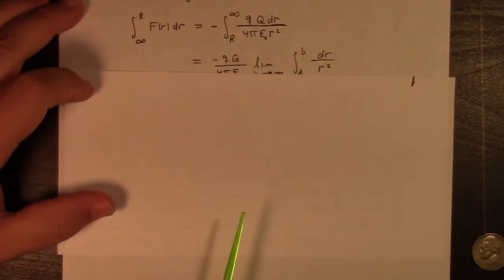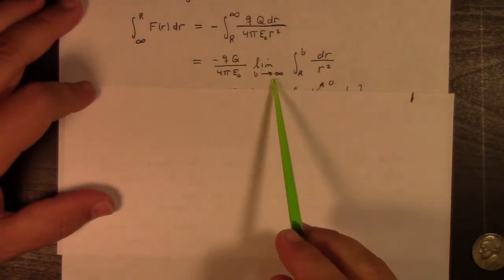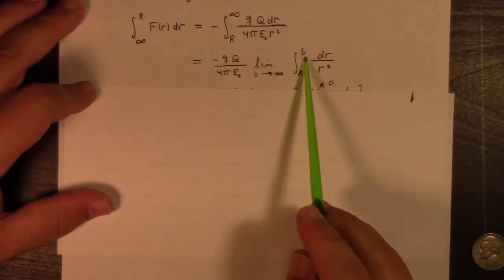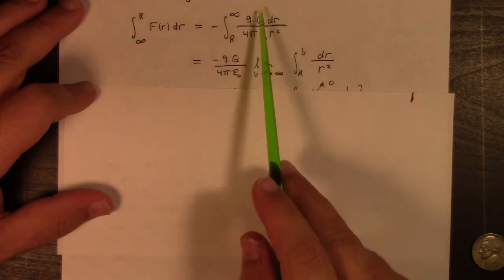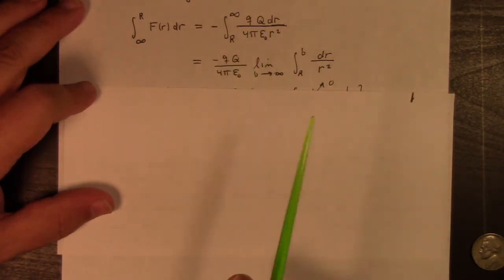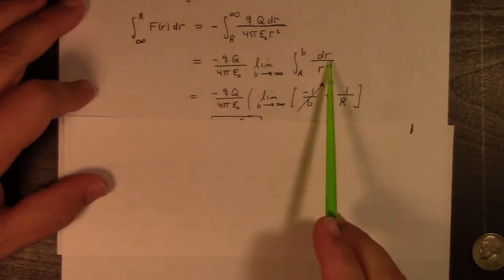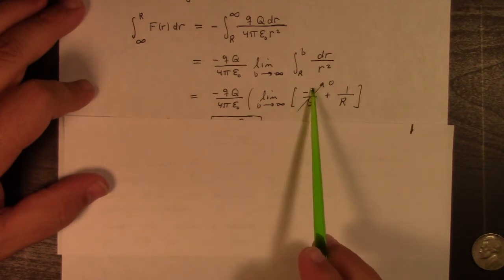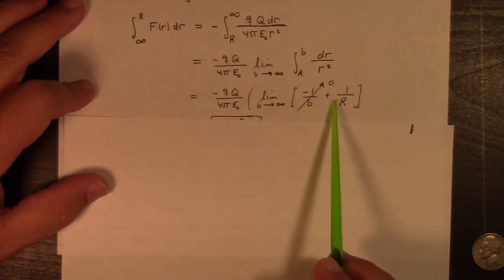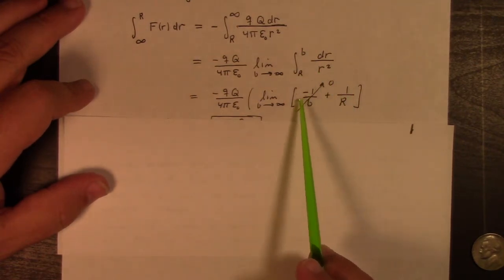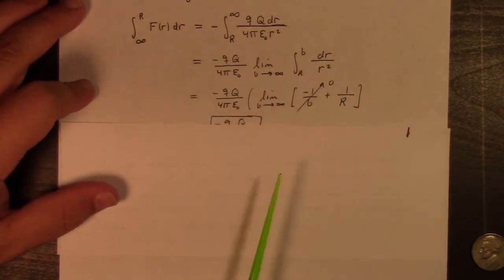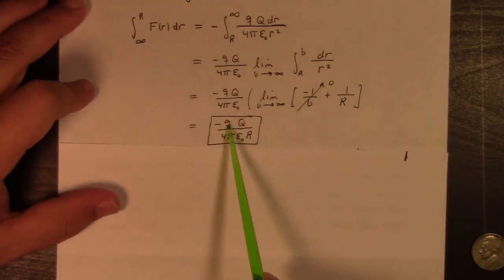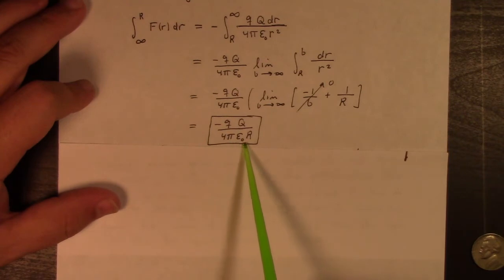Then, this is an improper integral. So we take the limit as b goes to infinity of the integral from R to b of dr over r squared. This is a constant, so just pull it out. And this integrates to minus 1 over r. Then that's minus 1 over b, minus minus 1 over R. This goes to 0. That leaves me 1 over R. And there you have it. Minus qQ over 4 pi epsilon naught R.